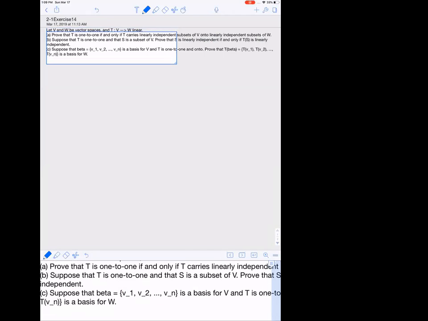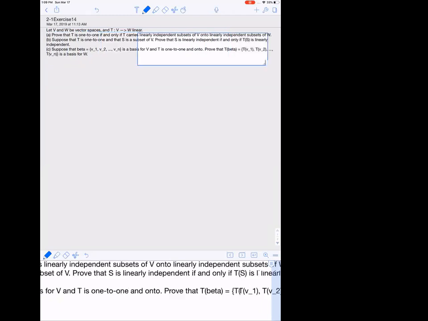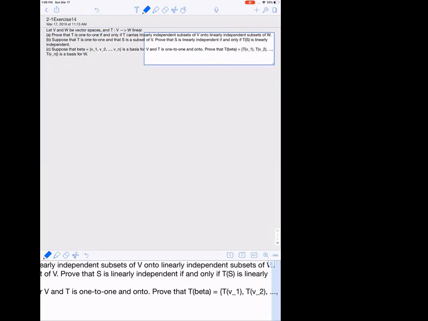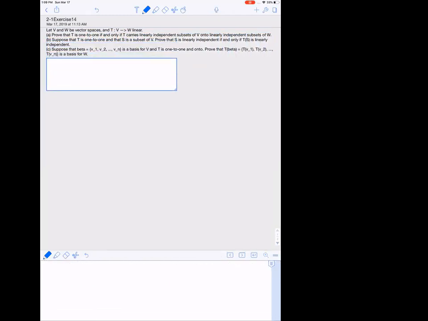If we suppose that T is 1 to 1 and that S is a subset of V, then we can prove that S is linearly independent if and only if T of S is linearly independent. So let's jump in here. Part B, let's look at the forward direction.